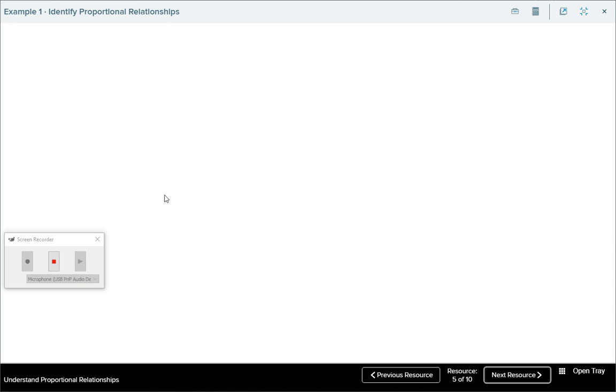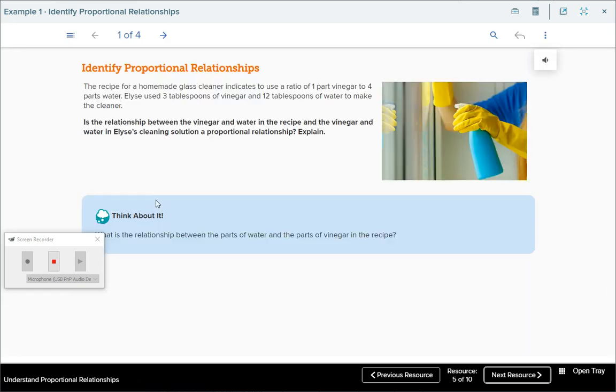Let's look at this example. The recipe for a homemade glass cleaner indicates to use a ratio of 1 part vinegar to 4 parts water. What's important about that, even though it just says parts? 1 part of vinegar for every 4 parts of water. Agreed? Elise used 3 tablespoons of vinegar and 12 tablespoons of water to make the cleaner. Is the relationship between the vinegar and water in the recipe and in Elise's cleaning solution a proportional relationship? What do you think?